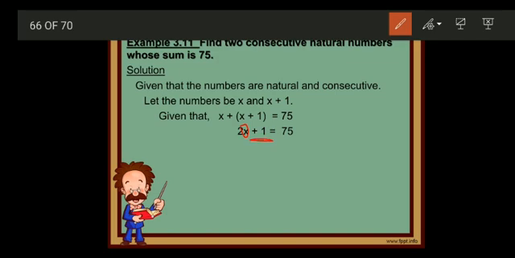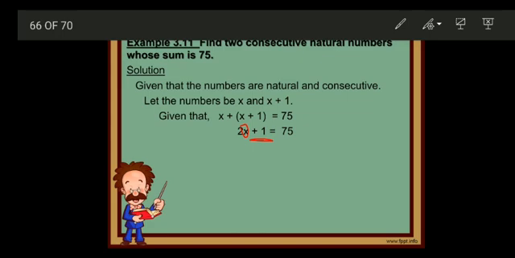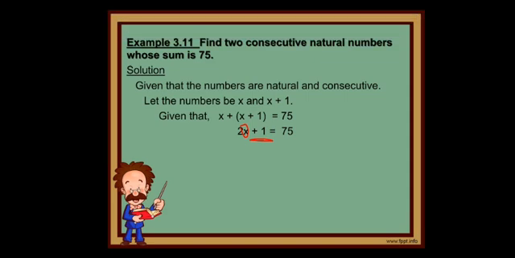Here we have plus 1. How to cancel that plus 1? When you subtract 1 on both sides, you can cancel that 1. So subtract 1 on both sides. 2x plus 1 minus 1 is equal to 75 minus 1. So 2x plus 1 minus 1 will be equal to 0, so 2x plus 0 is equal to 2x. 75 minus 1 is 74. So 2x plus 0 is equal to 74, which is 2x is equal to 74.